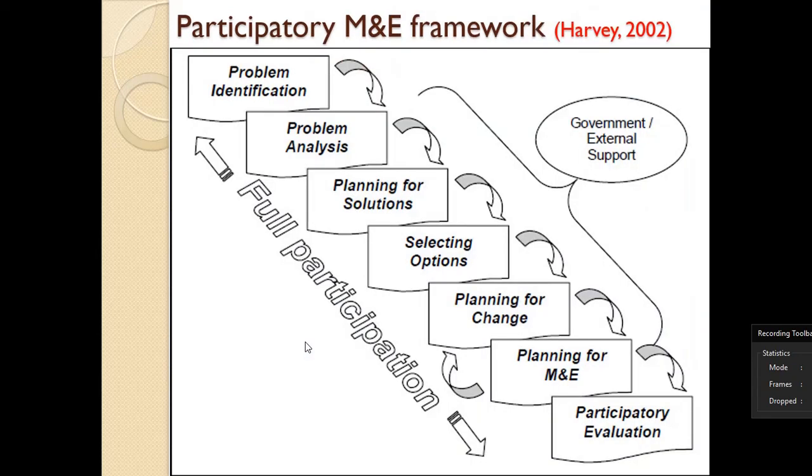So Harvey also gives, of course, how evaluation can involve a participatory framework.